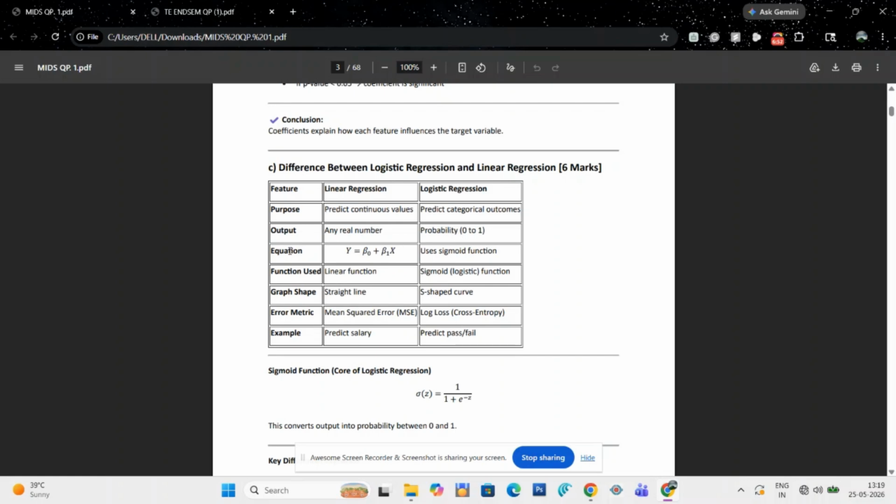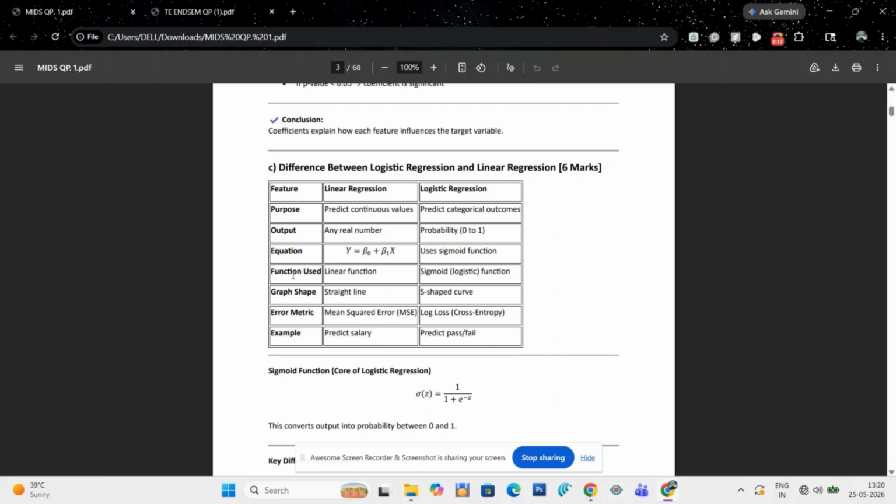So the equation of linear regression is y equals beta naught plus beta 1 x, and the equation of logistic regression uses the sigmoid function, in which we get multiple terms like back propagation, sigmoid function, etc. It also exists in CNN, convolutional neural networks, and artificial neural networks. These are terms we studied in this particular ANN subject, okay.